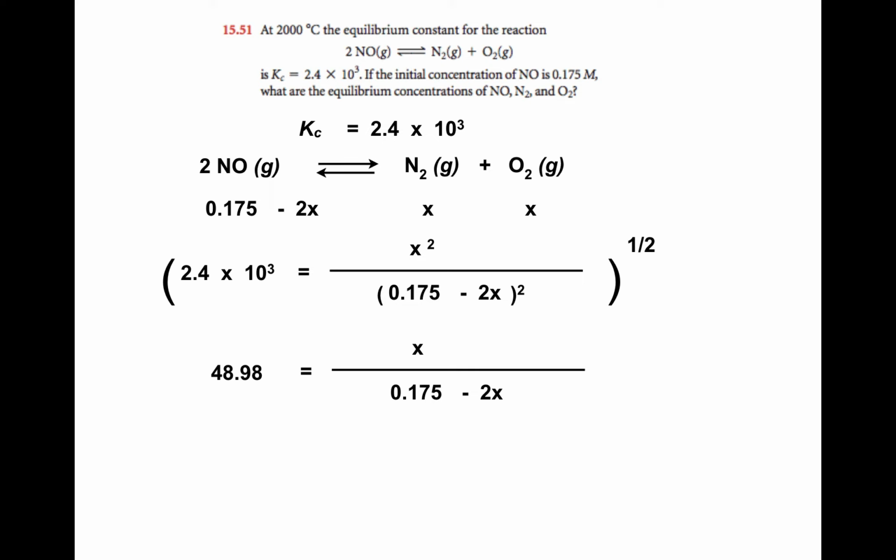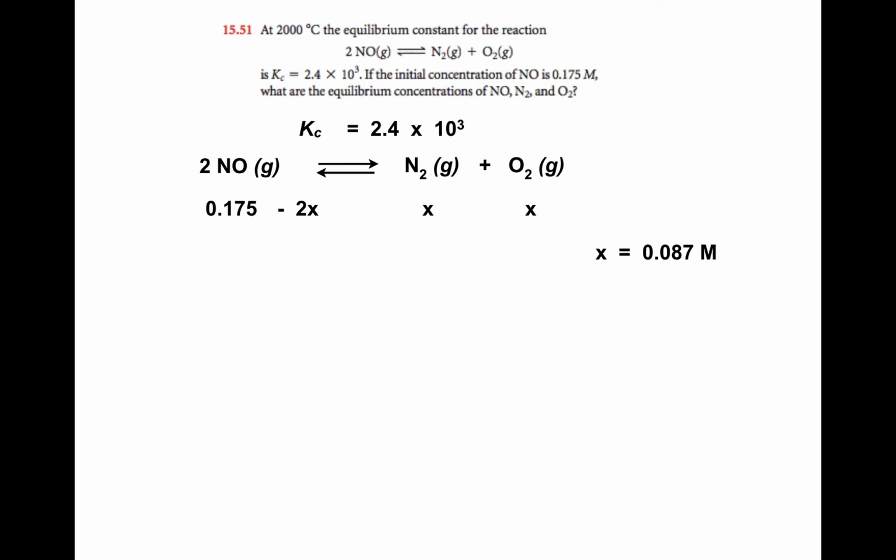So I just want to collect terms at this point. Multiply both sides by 0.175 minus 2x, and I get 8.573 minus 97.96x is equal to x. Collect terms, so add 97.96x to both sides, and you get 98.96x. Divide both sides by 98.96, and I get x. And that is the equilibrium concentration for the nitrogen and the oxygen.